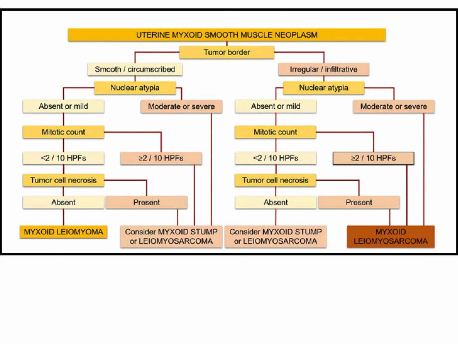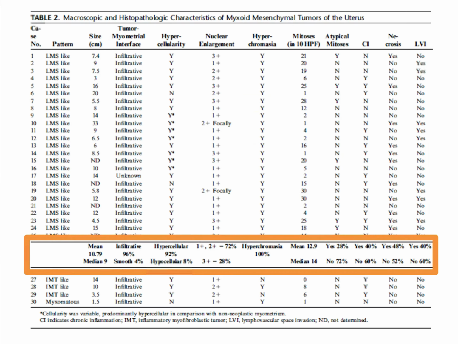And then you count mitotic figures. And what they found was, for myxoid leiomyosarcoma, if you follow this algorithm, you can sort of lump the myxoid leiomyomas and then separate out STUMPs, or the intermediate category, from myxoid leiomyosarcomas.